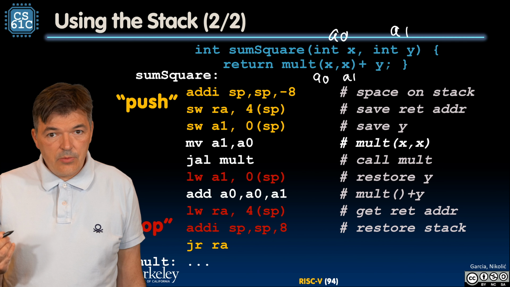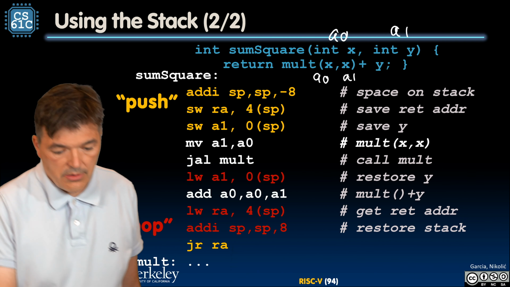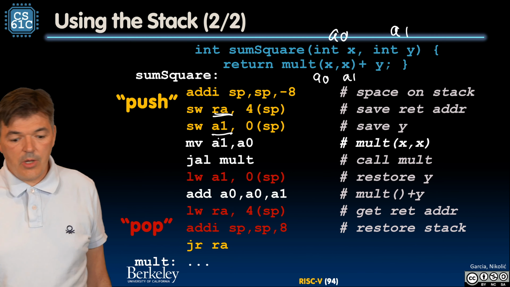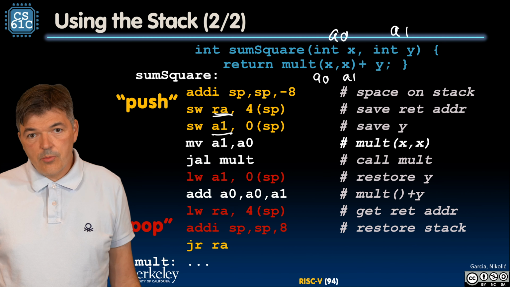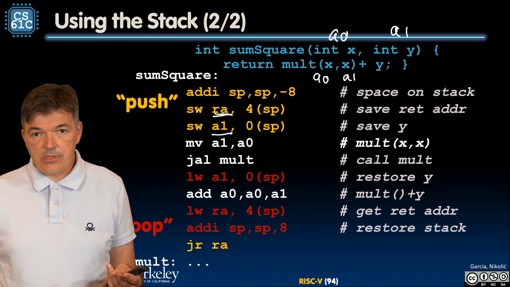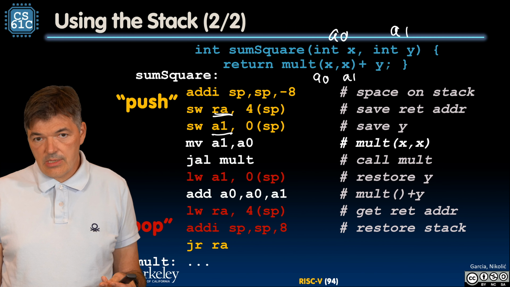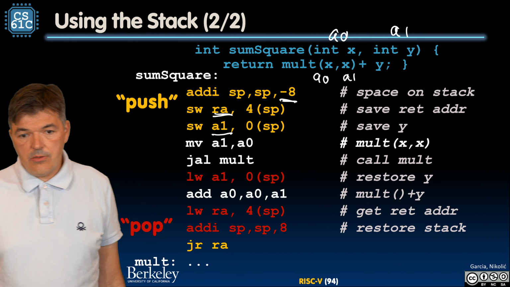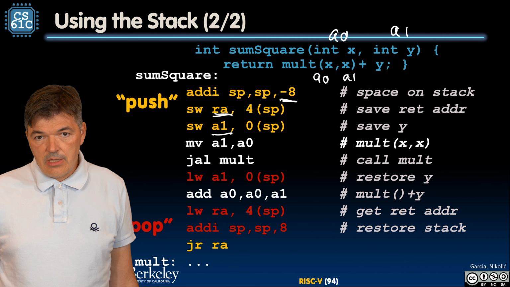So the two things that we need to save therefore are the return address and the y that lives in a1. So we need to make room for two registers on the stack, therefore we decrement the stack pointer by 8. Never make that mistake. And then we're going to write the return address and a1 on the stack.